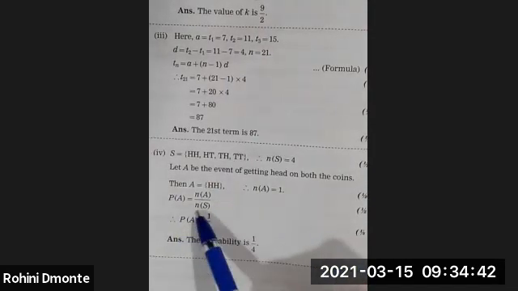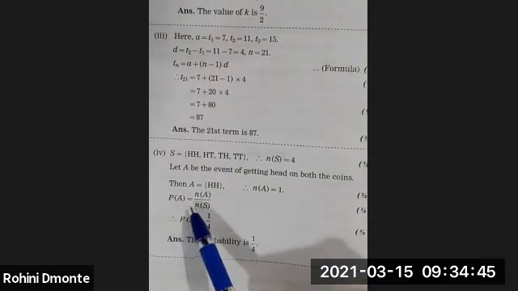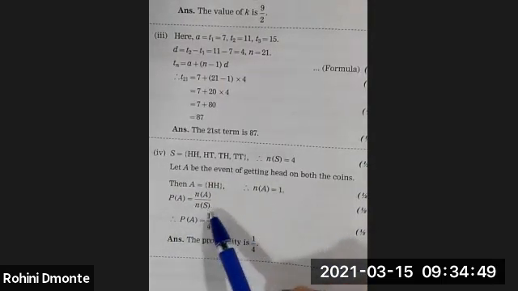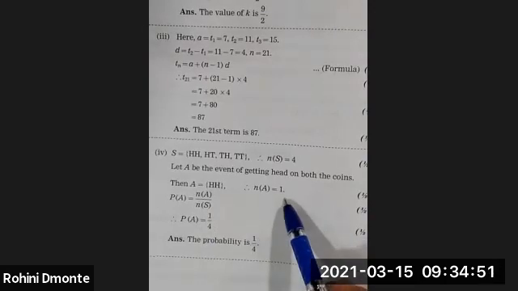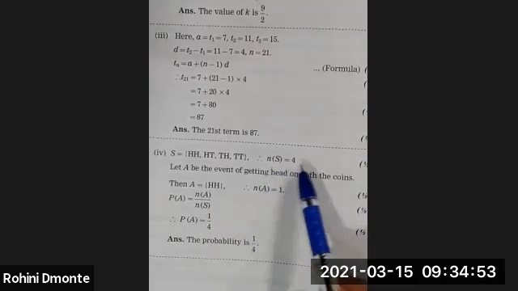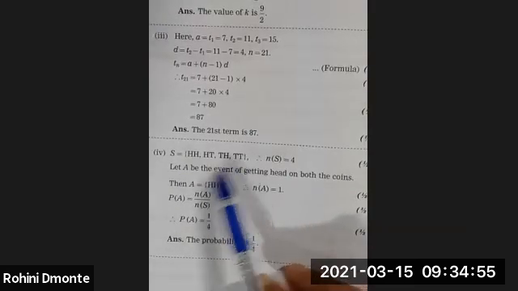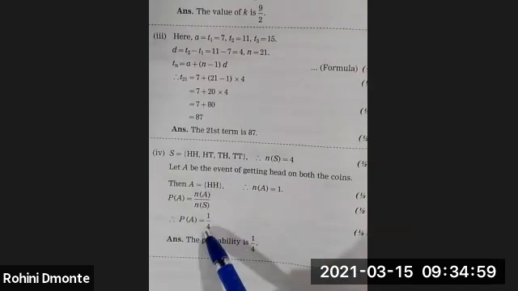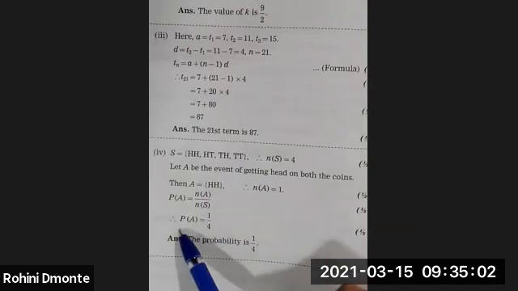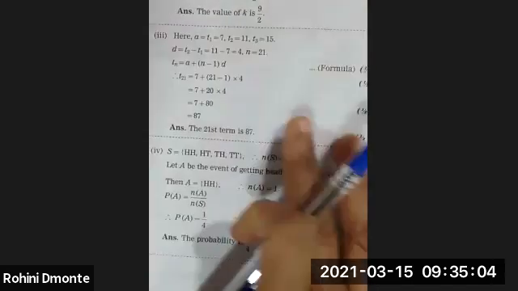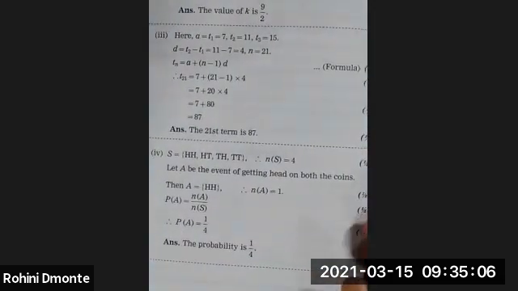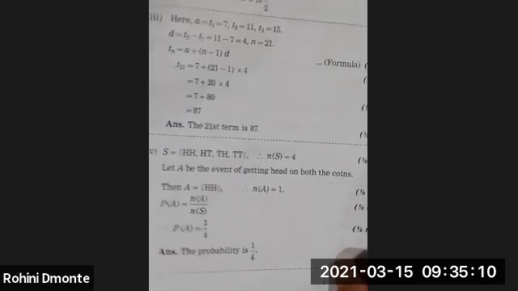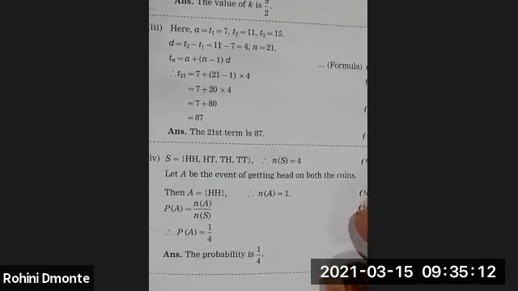So let us use this formula: probability of A is equal to n(A) upon n(S). Just substitute the values. What is the value of n(A)? 1. What is the value of n(S)? 4, because the number of sample points in this sample space is 4. So take this value of n(S) and substitute it in this formula. You will get P(A), and that is nothing but the probability of getting head on both the coins. Yes, students, have you understood? Now let us move to the next sum.